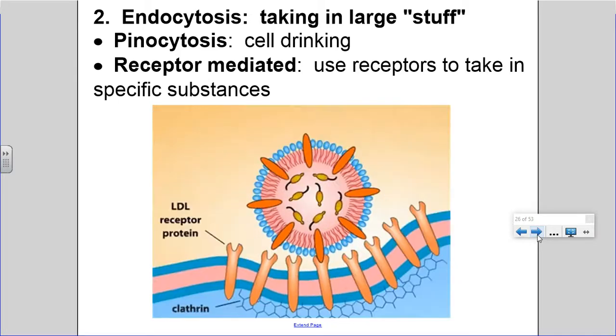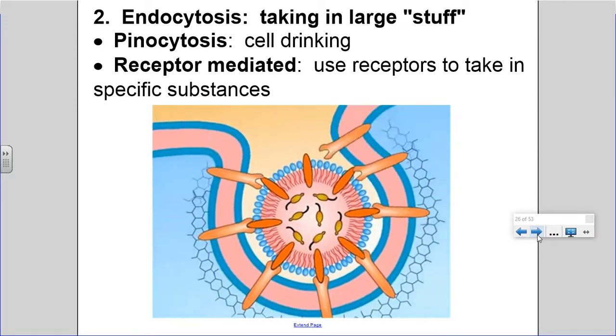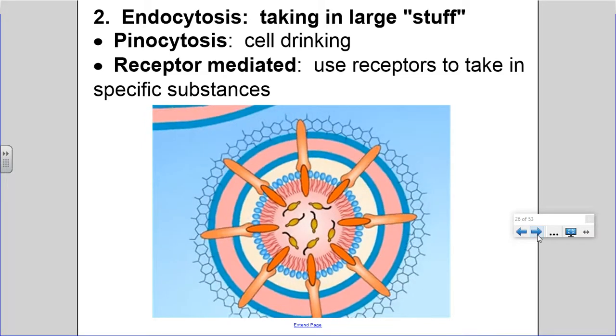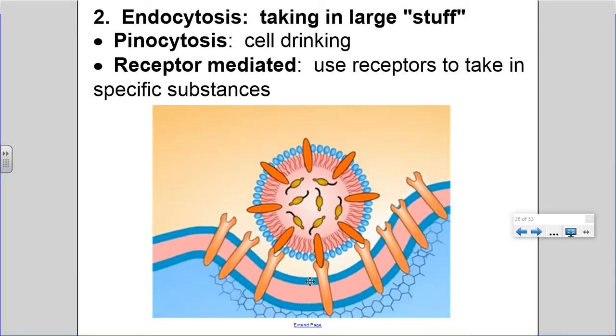Receptor mediated is going to use certain receptors to take in specific substances. That's what the animation below is showing, as those receptors on the outside of the cell membrane bind to this vesicle, they're going to take it in. If these pieces didn't fit together, it would not go in.